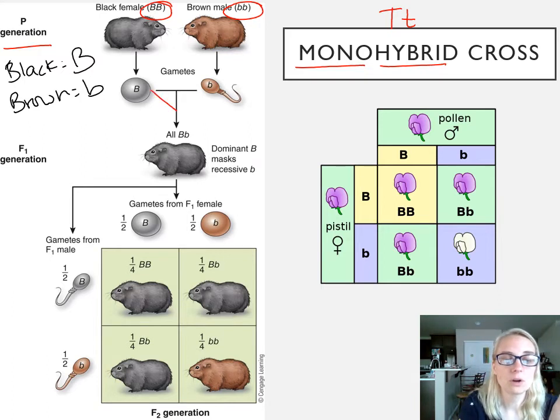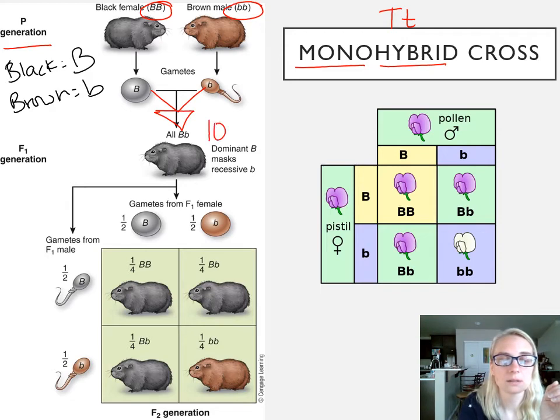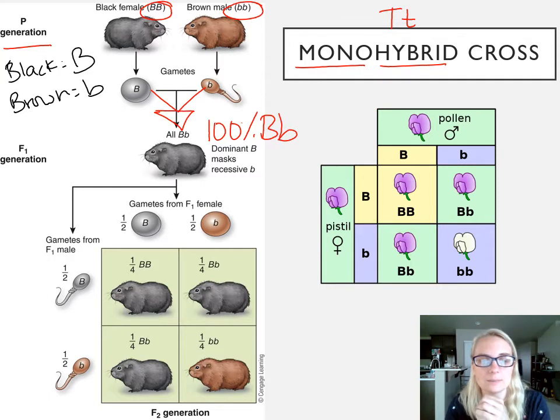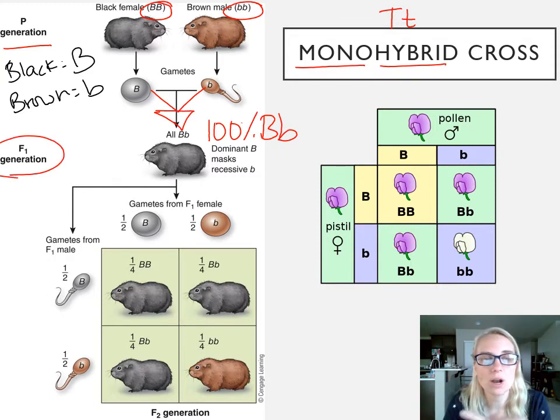And if we cross those, we will get 100% black heterozygous. Okay, so this is our F1 generation. So F1 generation is the cross of your parental generation. You will always get 100% hybrids when you cross two true breeding parents. That's just the way it works. Now, let's say you get your F1 generation, you get an egg and a sperm from those, and then we are going to cross those.